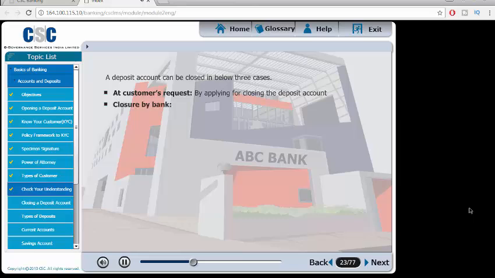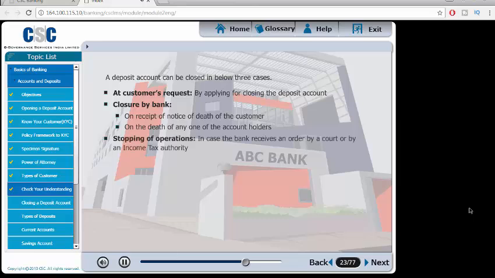Closure by bank. A bank may close an account or stop operation on a customer's deposit account in any of the following cases by giving reasonable notice to the customer wherever necessary. On receipt of notice of death of the customer. A joint account may also be closed on the death of any one of the account holders and a fresh account opened in the names of the surviving account holders.